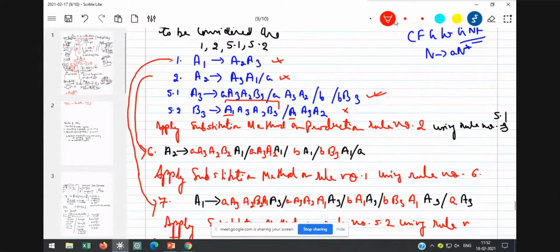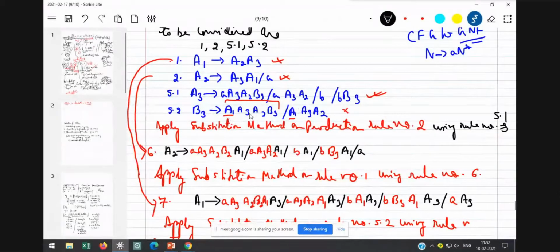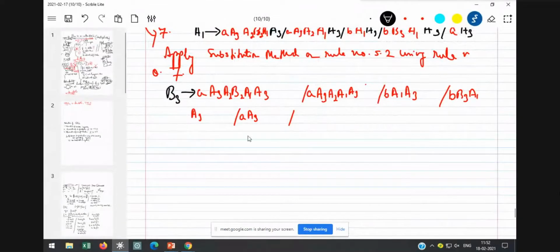So for this one, let me use the remaining: A3, A2, B3. A3, A2, B3.